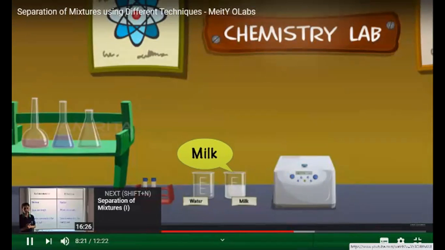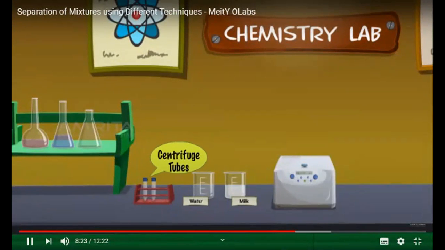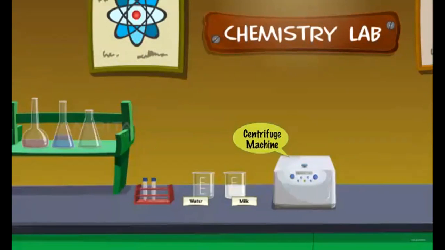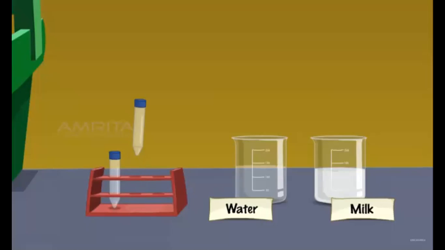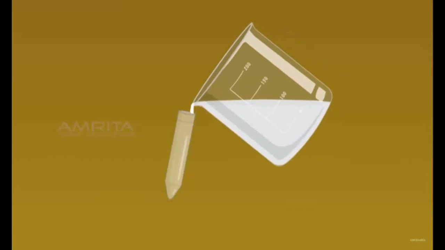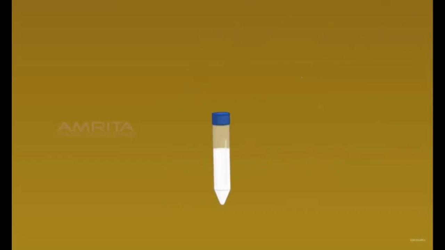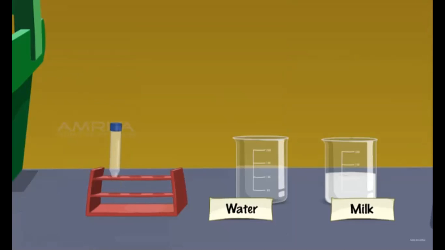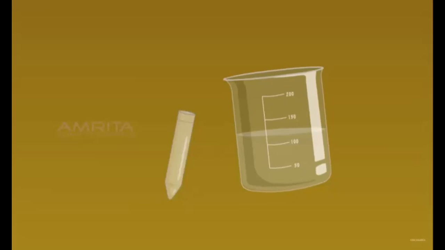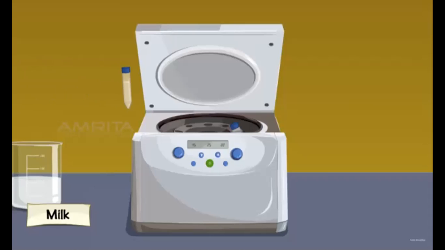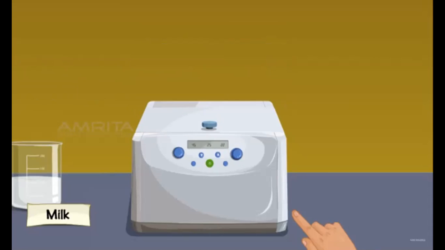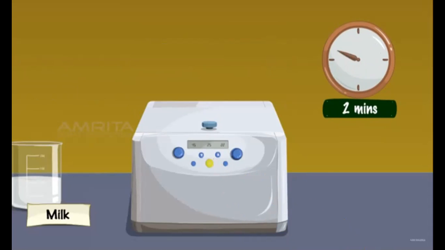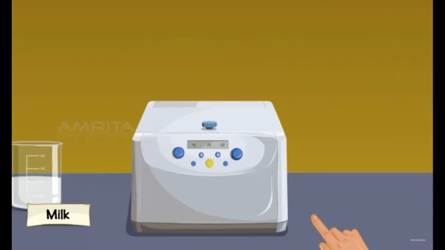We require milk, distilled water, centrifuge tubes, centrifuge machine. Take a centrifuge tube and fill 3/4 of it with milk. Place the centrifuge tube in one of the holes of the rotor of the centrifuge machine. Take another centrifuge tube and fill 3/4 of it with distilled water. Place it opposite to the first centrifuge tube to balance the centrifuge machine. Then, close the centrifuge machine and centrifuge the milk for 2 minutes and stop the machine.